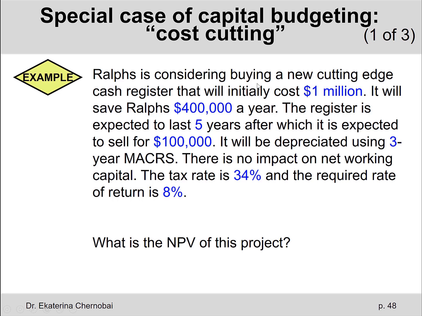Ralph's is considering buying a new cutting-edge cash register that will initially cost $1 million. It will save Ralph's $400,000 a year. The cash register is expected to last 5 years, after which it is expected to sell for $100,000. It will be depreciated using 3-year MACRS. There is no impact on net working capital. The tax rate is 34% and the required rate of return is 8%. What is the NPV of this project?